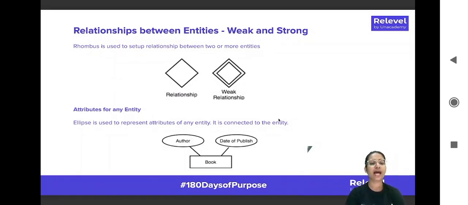Now we'll talk about the attributes, which are represented as a part of any entity. So an ellipse is basically used to represent attributes of an entity. I told you each entity has multiple attributes, right? For example, if it's a student entity, it has attributes like name, age, phone number, correct? Similarly, here you can see that there is an entity called book and it has attributes like author, date of publish, probably number of pages as well. So to represent the attributes of an entity, we use an ellipse shape over here. Inside it, we write the attribute and connect it to the entity.